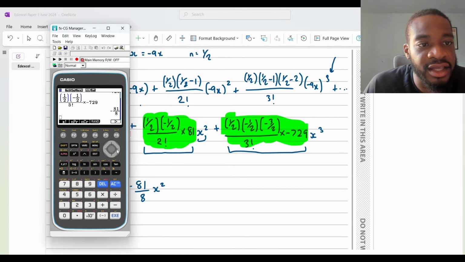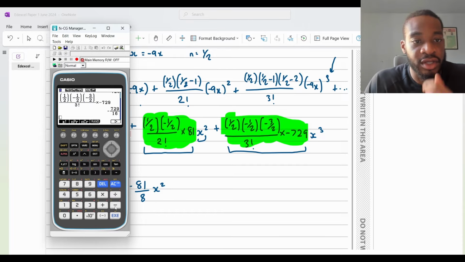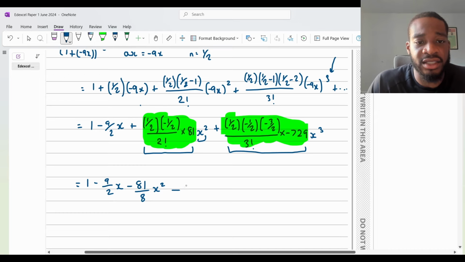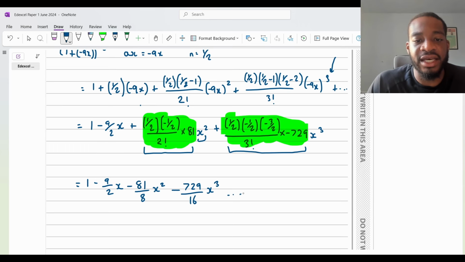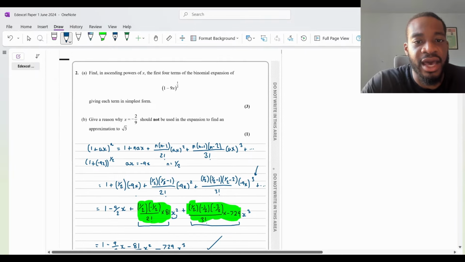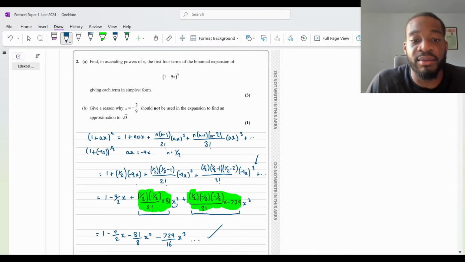And then I need to put a minus 3 halves, don't I? So minus 3 over 2, like that. Close bracket. Let me just double check that looks all good to me. Perfect. Execute. And I get that there. So that is my coefficient for the x cubed term. So it's going to be minus 729 over 16, isn't it? x cubed. And that is it. That is your answer for part A. So let's go into part B.